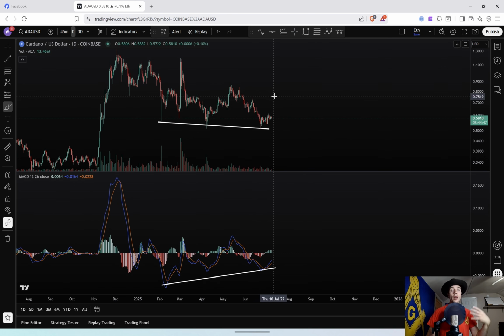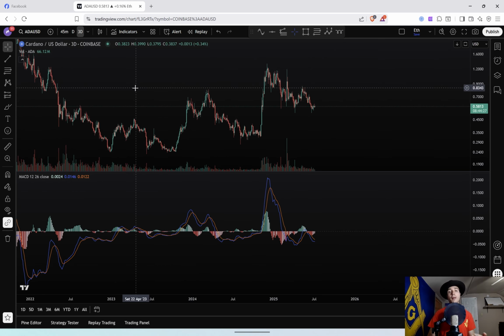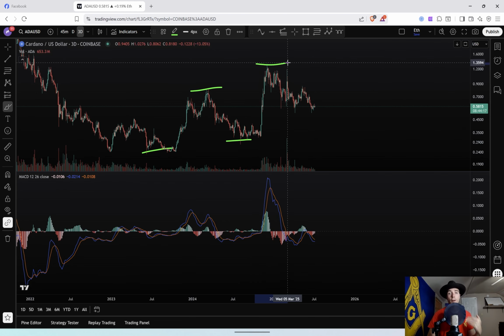up towards local resistance. Which brings us to the 3-day candlesticks, where we do see a higher high, higher low pattern. So we have our first low here, our first high here, our first higher low here, our first higher high here, and now we have a higher low potentially forming currently on Cardano.